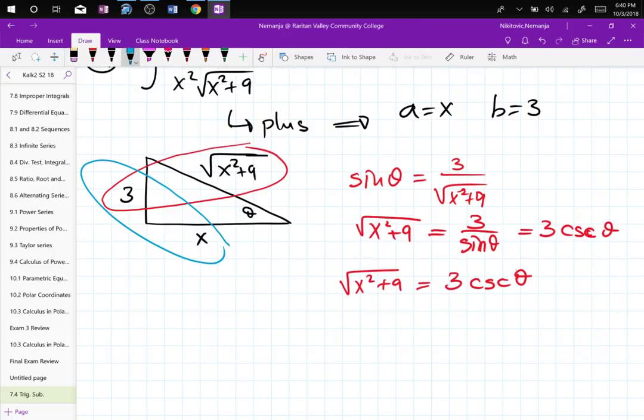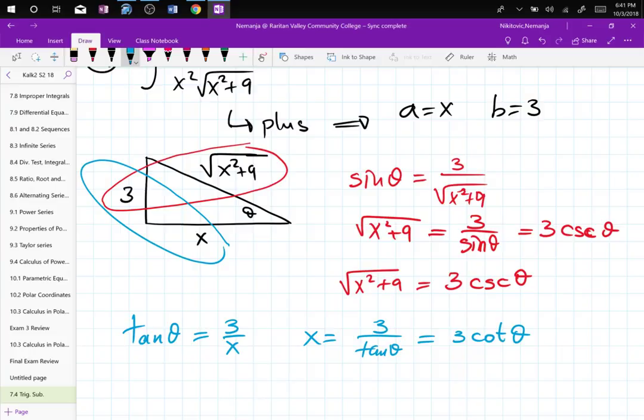The blue set of sides is going to be tangent, because it is opposite over adjacent. So you write tangent theta, and if you have tangent theta, you have 3 over x. Your job is to fish out x. So x is equal to 3 over tangent theta, which is 3 cotangent theta. Remember that you immediately need dx, the derivative. What's the derivative of cotangent? Very good. So, negative 3 cosecant squared theta d theta.